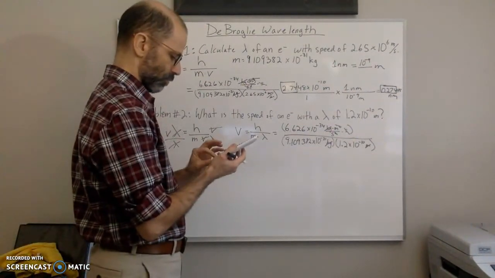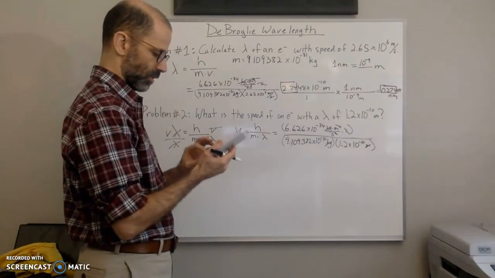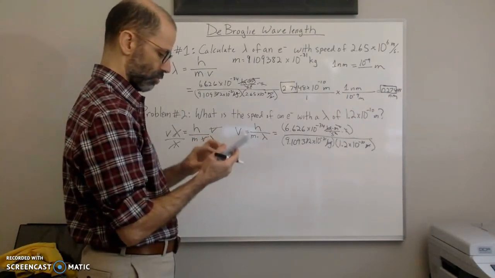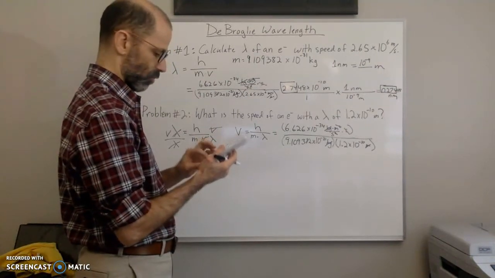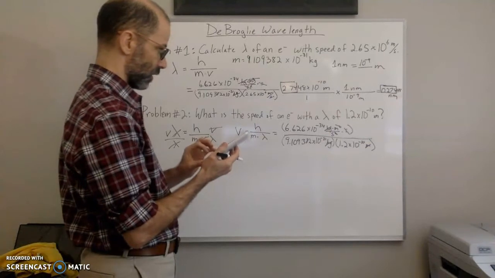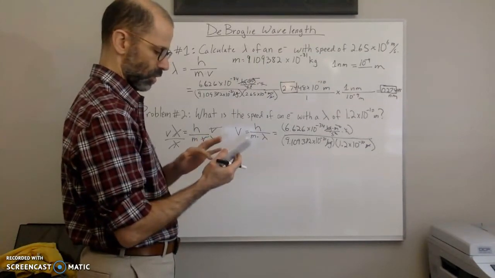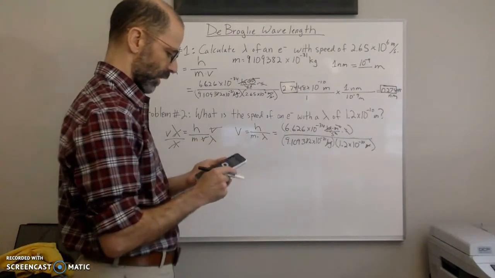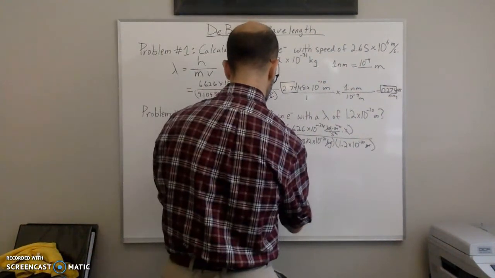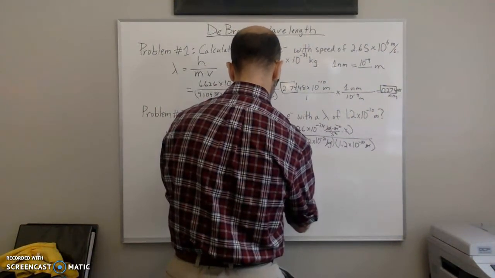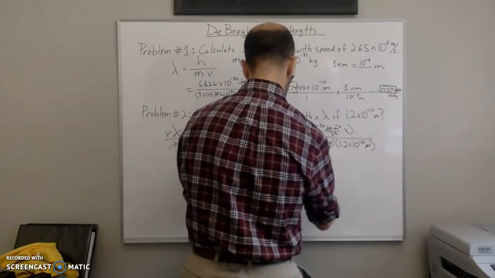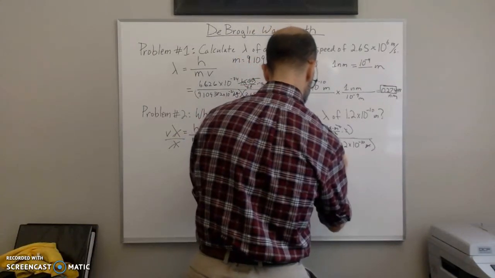So once again, 6.626 times 10 to the negative 34 divided by 9.109382 times 10 to the negative 31 kilograms divided by 1.2 times 10 to the negative 10 meters equals, and we get a large number, which is going to be equal to 6061516.211, and this is meters per second.